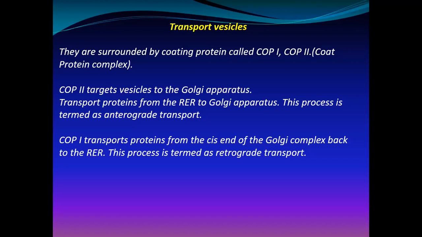On the other hand, COP1, coating protein 1, transports protein from the cis end of the Golgi complex. We will be talking about it, but the Golgi complex has two ends: one is called the cis end, the other is called the trans end. From the cis end of the Golgi complex, protein goes back to RER. This process is called retrograde transport. So you can see sometimes proteins are modified and then transported back to RER. Clear?